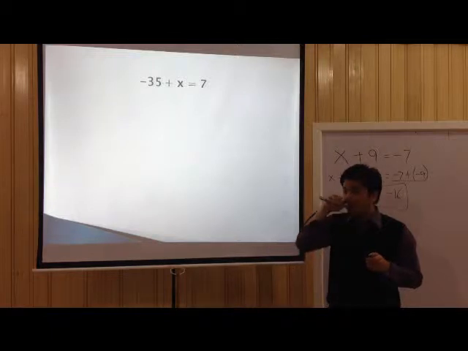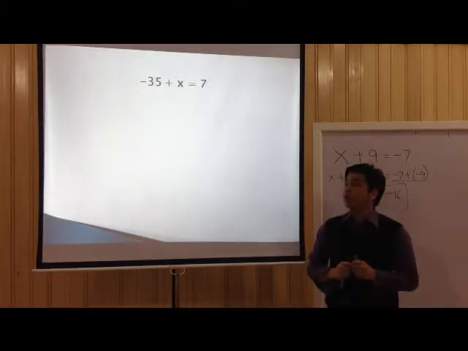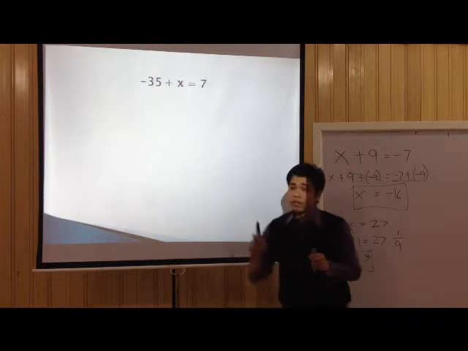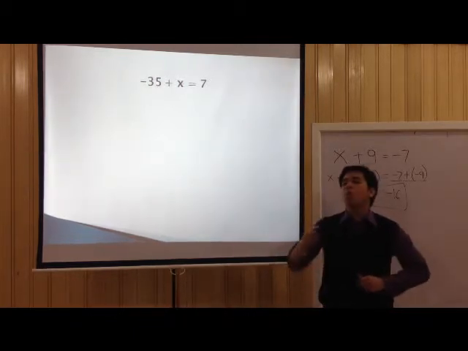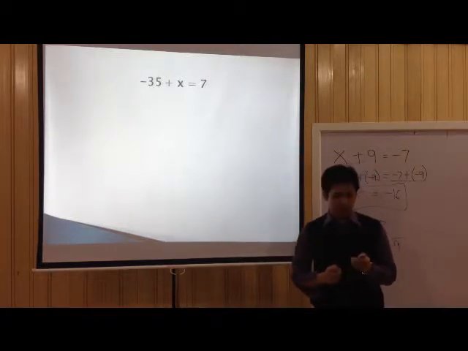Well, again, we have to apply the addition property of equality here. Why do we have to apply the addition property of equality? Because that's the only way for us to get rid of that negative 35. So we have to find the additive inverse, or the opposite of negative 35. In this case, we have positive 35.